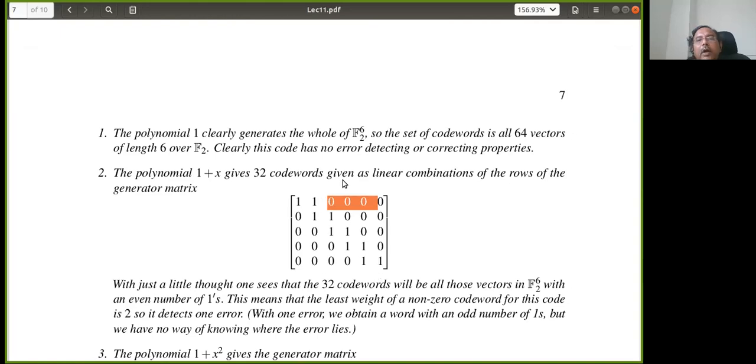Right. Now how many code words will come? So I have written everything here. So what are the code words? I had written about that here. Okay. So what happened?